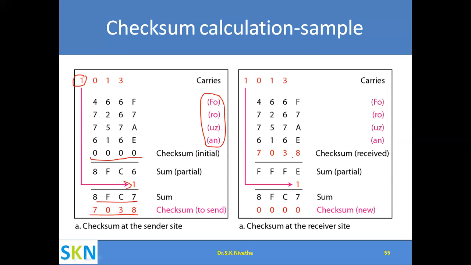The receiver calculates a similar checksum. If we add everything, all digits become F, so all should come as F. It is not 8FC7 here because it has been erroneously replaced. But if I calculate the sum, all F will come here. For all F, if I take the complement, that is subtracting from the maximum value, I will get all zeros. So the received data is accepted.